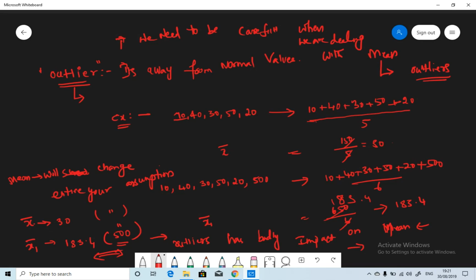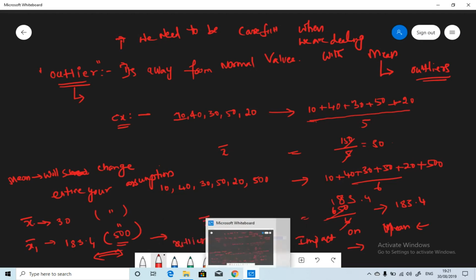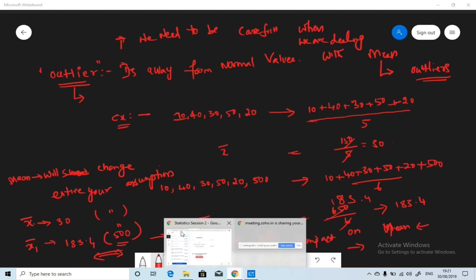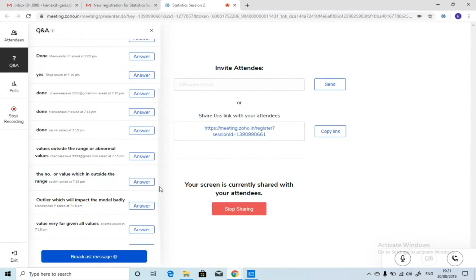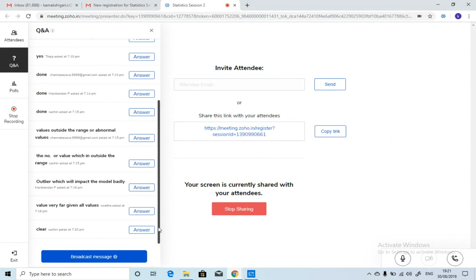If you are clear, just tell me. Type mean in the chat window. Everyone, every concept is very, very important from now onwards. If you want to be clear and ahead of all the people, you should know each and every thing. Guys, trust me, this is what is important here.